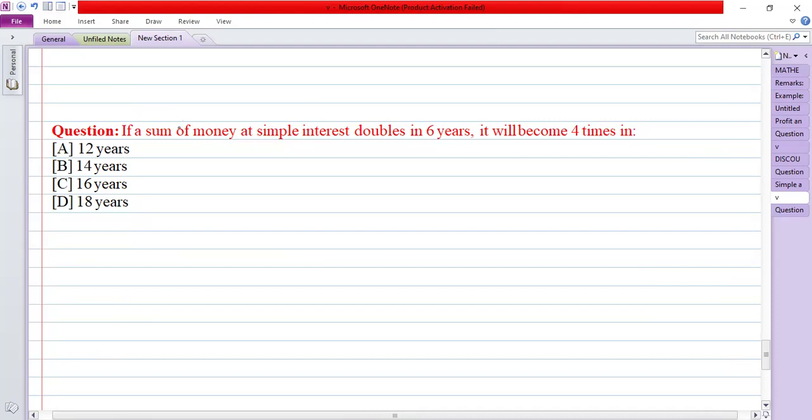Now, once again for this question, let P be the initial amount. So it becomes 2P, means it becomes double, in how many years? 6 years. So what is the meaning of this 2P? That it is nothing but P plus P. So this P was the principal amount, and this P is our simple interest. Means in every 6 years, simple interest equal to P is there.